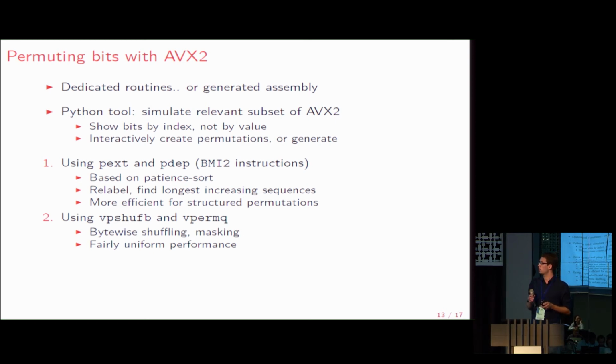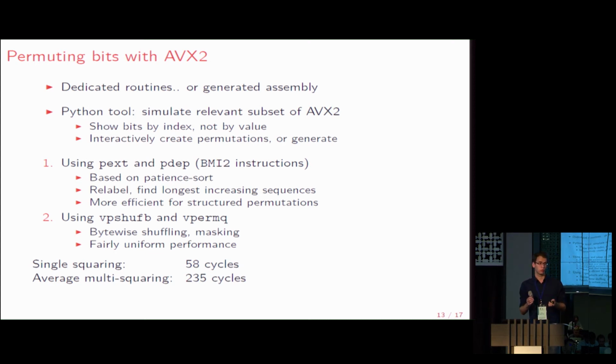Then we use combinations of shuffle bytes and permute quad words. And this performs well on more random permutations. Then you can apply arbitrary masks, extract bits by the byte and shuffle them around in a way that you get to the same permutations. These routines give us single squarings in 58 cycles. This was a hand-optimized routine. If you want to do a single squaring, it's nice to really carefully do all of them. And multi-squarings in 200 cycles and a bit. So this gives us another block.